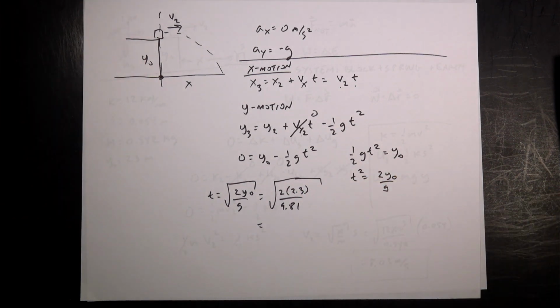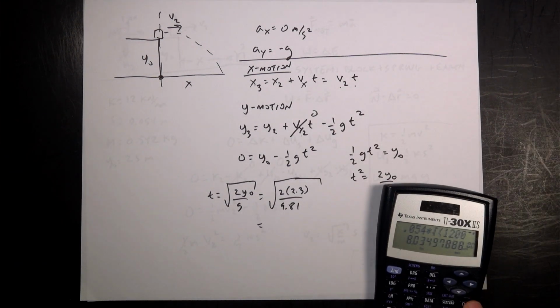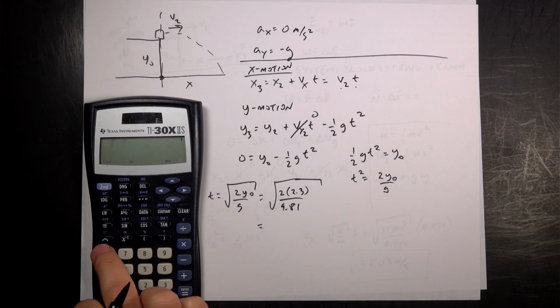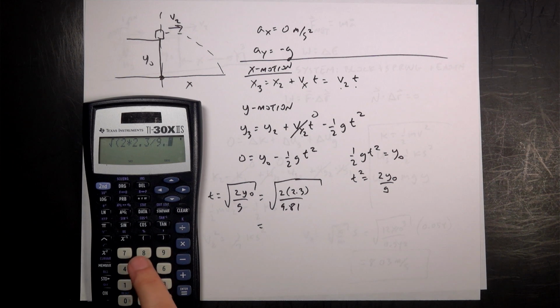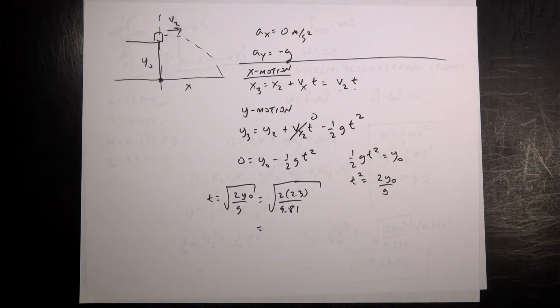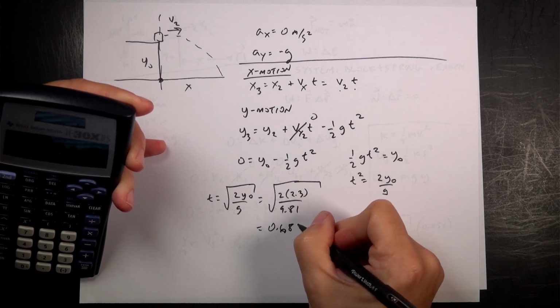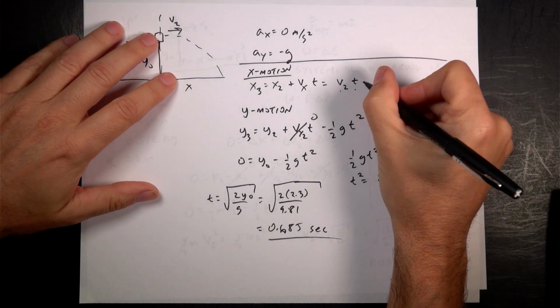So let's get that time. You don't even actually have to get the time because you could just plug it in here, but everyone likes the time. So I'm going to say clear, square root 2 times 2.3 divided by 9.81 close parentheses equals. And I get 0.685 seconds.